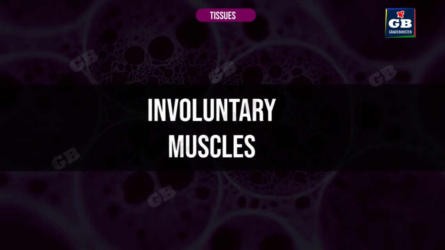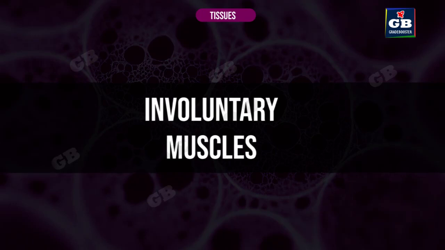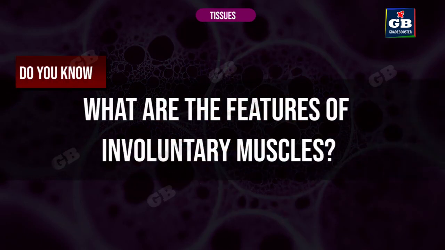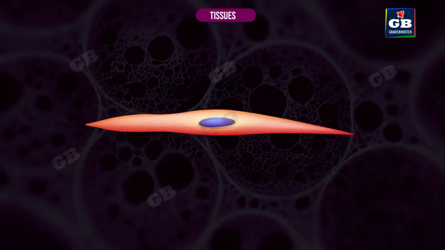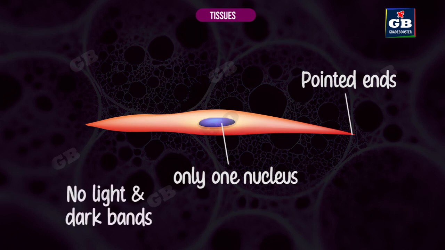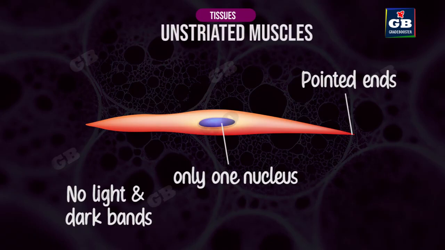Now, we will see another type of muscular tissue called involuntary muscles. These muscle movements are not under our will. That's why they are called involuntary muscles. What are the features of these involuntary muscles? The cells are long with pointed ends. They look spindle-shaped and uninucleated, meaning only one nucleus per cell. There are no dark and light bands like the voluntary muscles. Hence, they are also called unstriated muscles.